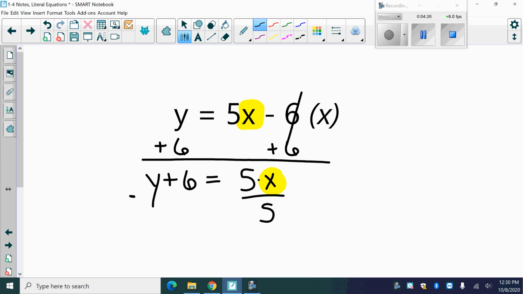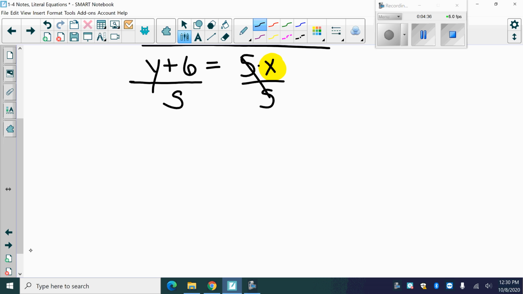Now, since we don't know what y plus 6 is, we're going to have to divide the entire value by 5. We're going to go ahead and cancel that out. And what I'm left with is y plus 6 over 5 equals x.